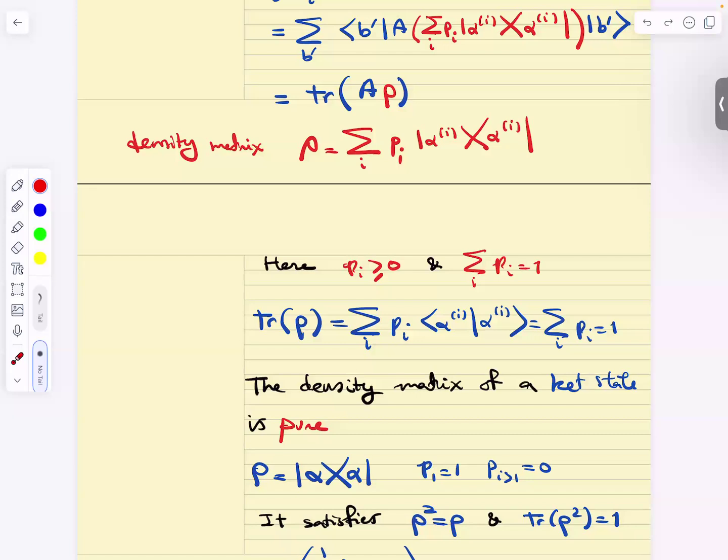If you want an observable, what properties should lambda i have? Real. Awesome. Good. All right. So if you take the trace of rho, you find it's 1. Is that so clear that trace of rho is 1?